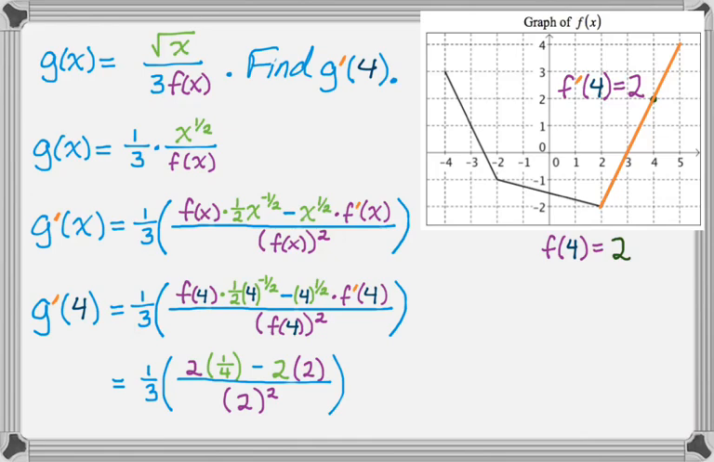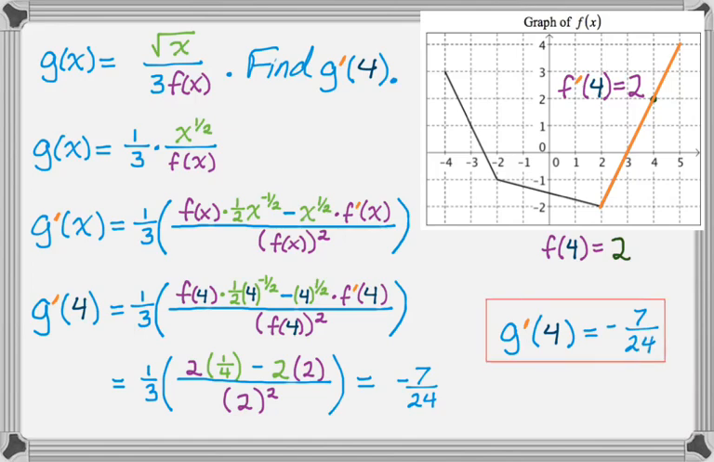And then if I simplify this, I end up with negative 7 over 24, and I always like to write my final answer and box it if I can. So g prime of 4 is negative 7 over 24. And that's about it. So it's a little trickier, but not really, and if you just are very organized and neat about it, you won't have a problem. Hope you found this helpful, and good luck.